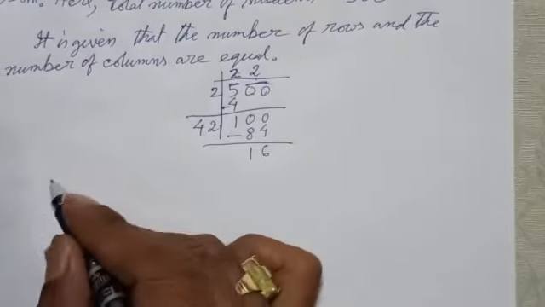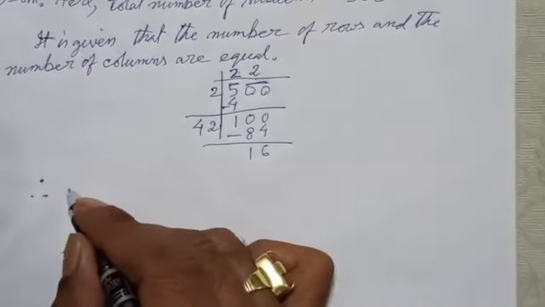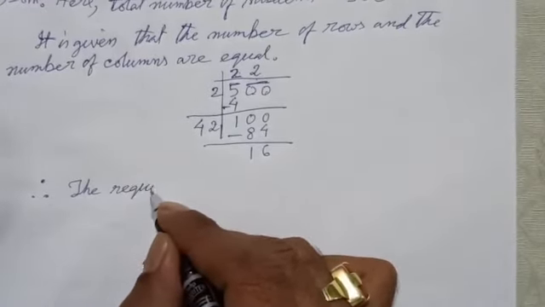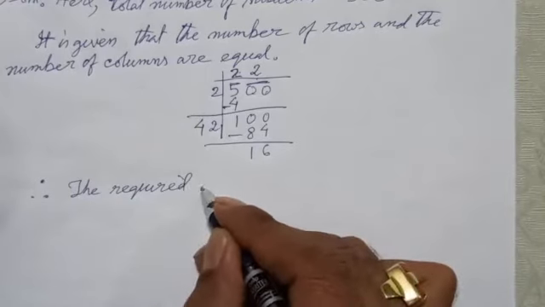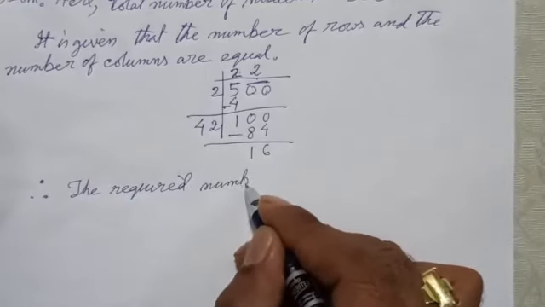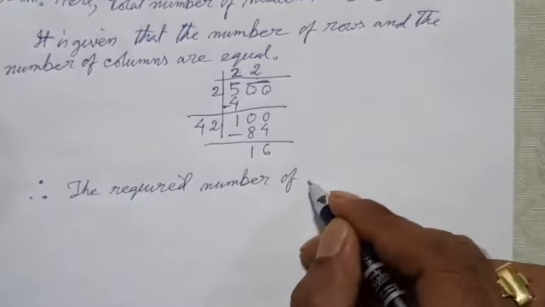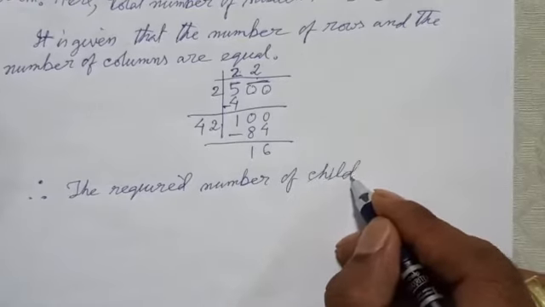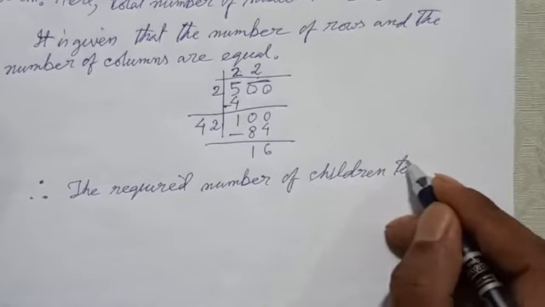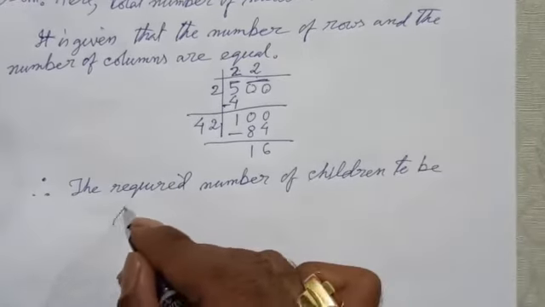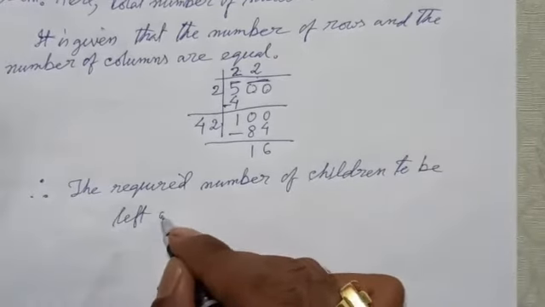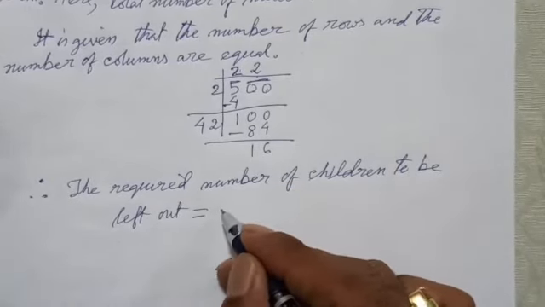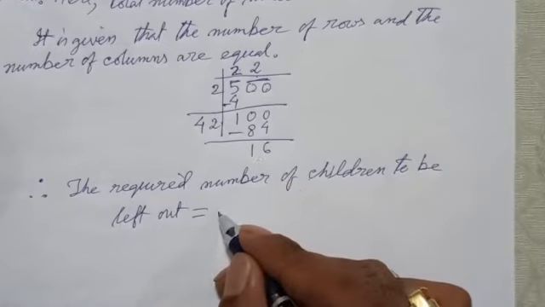Therefore, the required number of children to be left out is equal to the remainder.